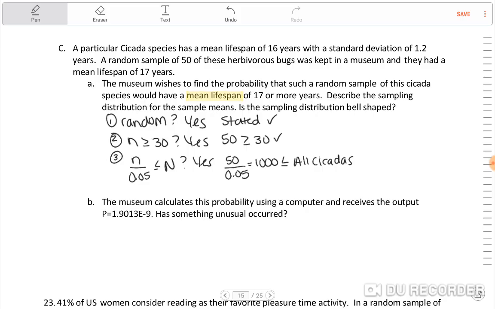Okay. So the population standard deviation is also known. This is known. Okay. So we can use the normal distribution. But since we're using the normal distribution for the sample means, we must use the sigma over the square root of n. So we can use the normal distribution.